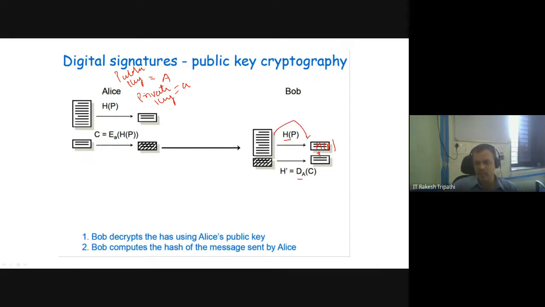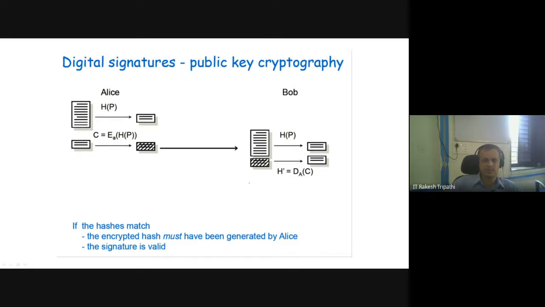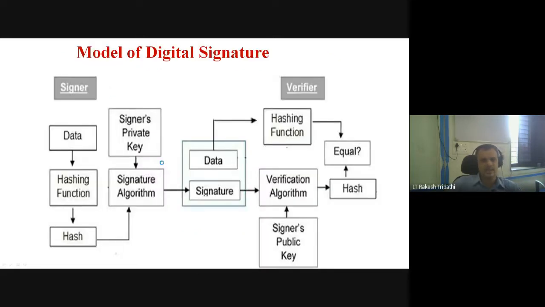Means the hash I can compute on this message M, and the decrypted hash, which was encrypted by his private key and which I am decrypting with his public key. I know that private key and public key work in pair, complementary to each other. A message I encrypt with the private key, I can decrypt only with the corresponding public key. And if I encrypt with the public key, then I can decrypt with the corresponding private key itself. So this is the way this signature works. This is the entire flow chart.